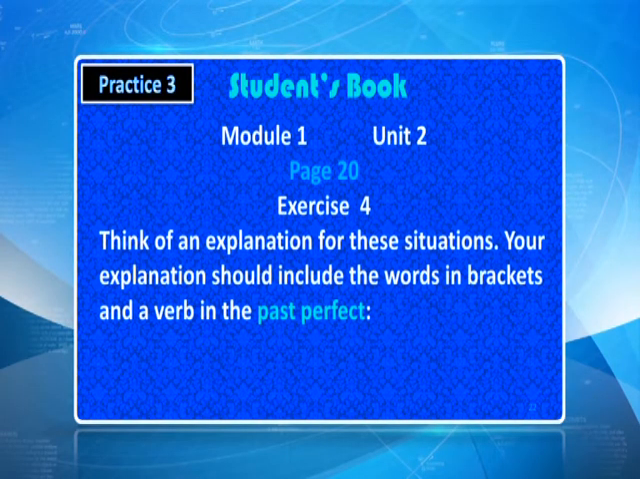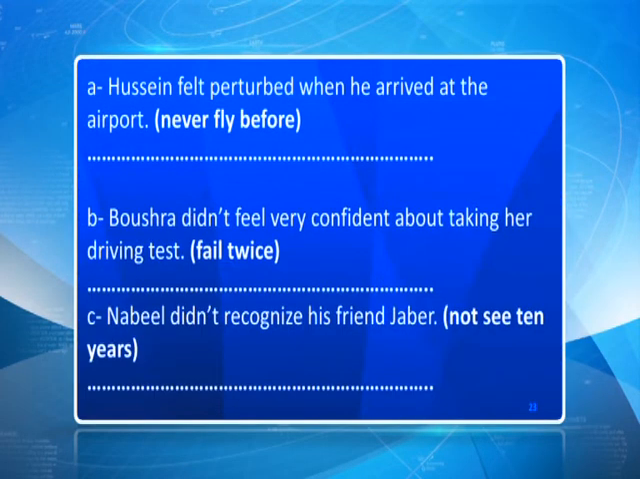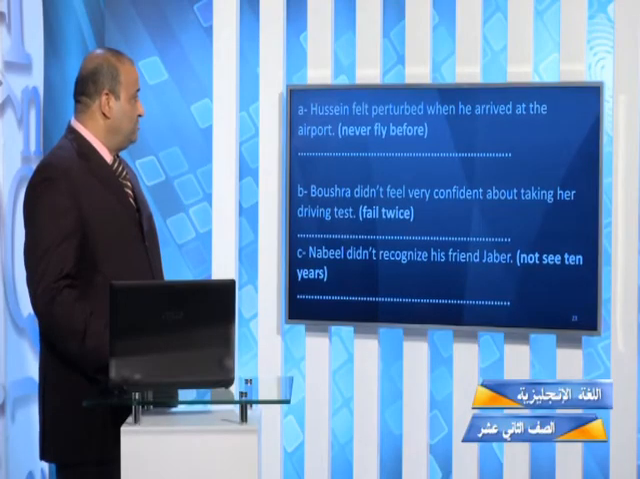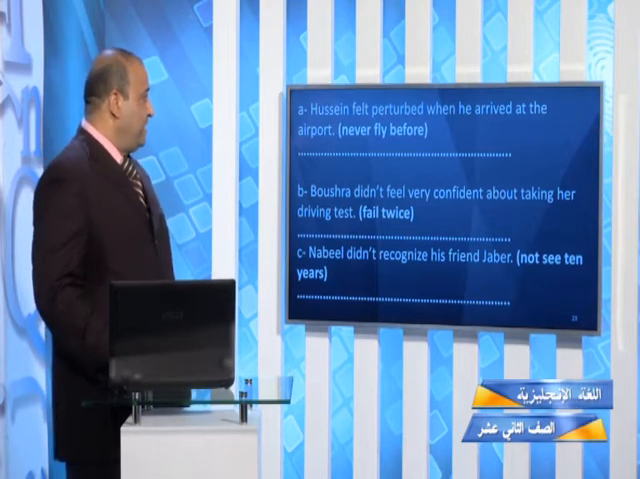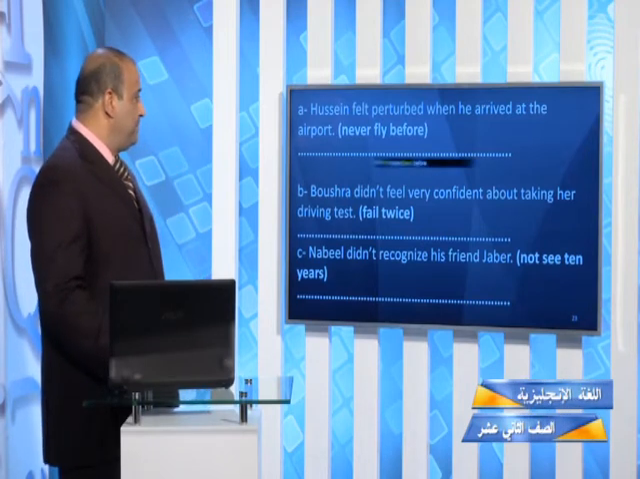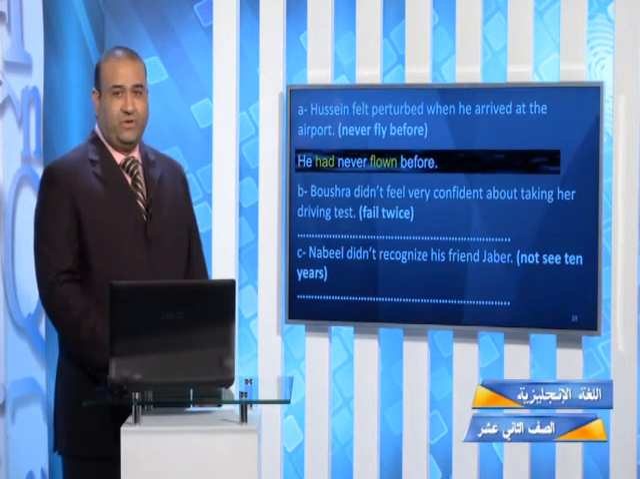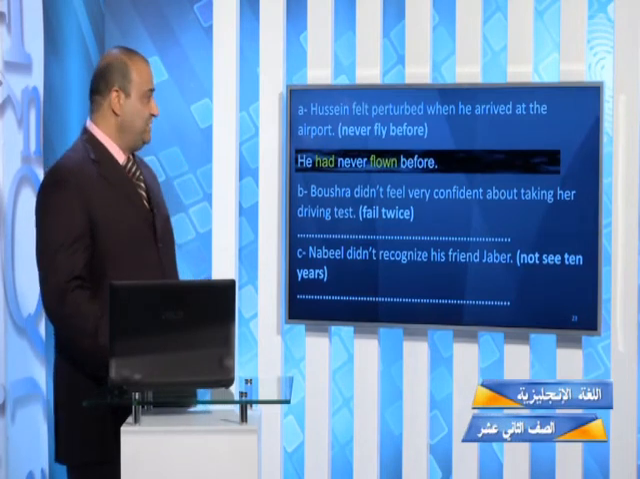In your student's book on page 20, you have exercise number 4 that says, think of an explanation for these situations. Your explanation should include the words in brackets and a verb in the past perfect. Number A, Hussein felt perturbed when he arrived at the airport. So if you ask yourselves, why did Hussein feel perturbed when he arrived at the airport? Your answer should be because he had never flown before. So we have here to use the past perfect.